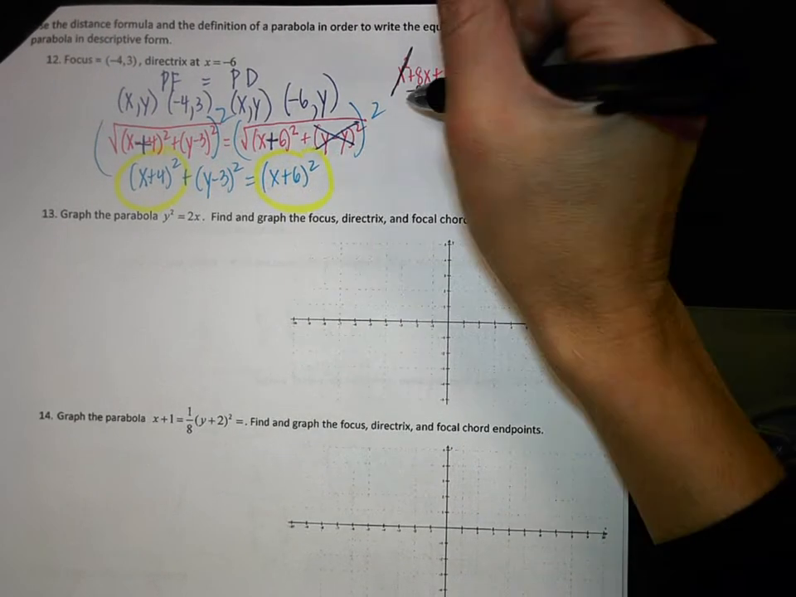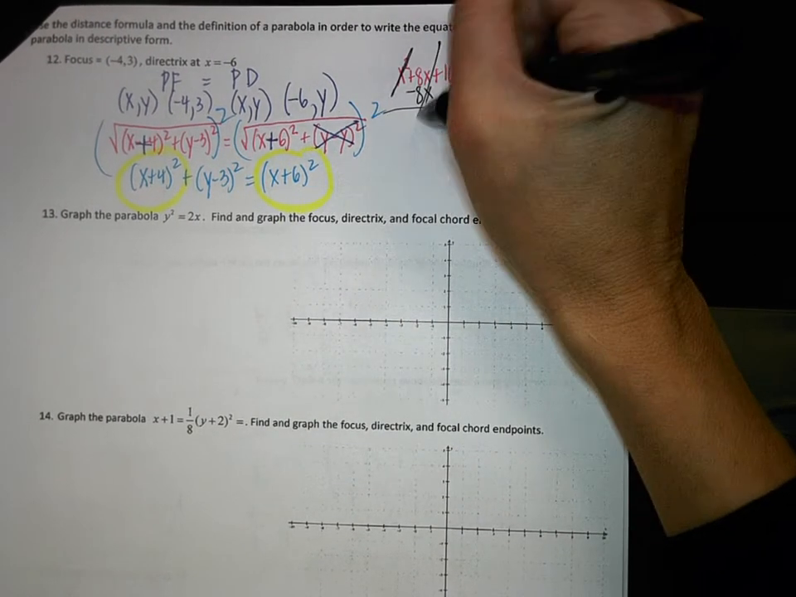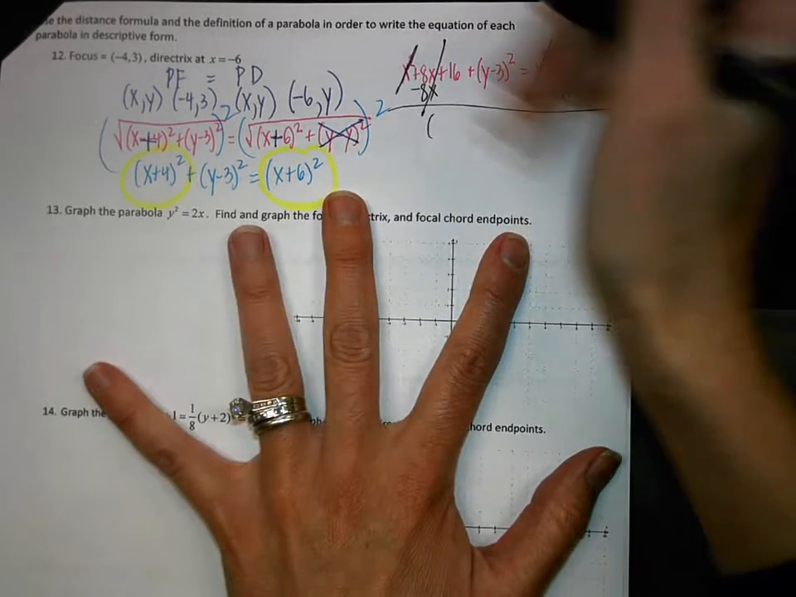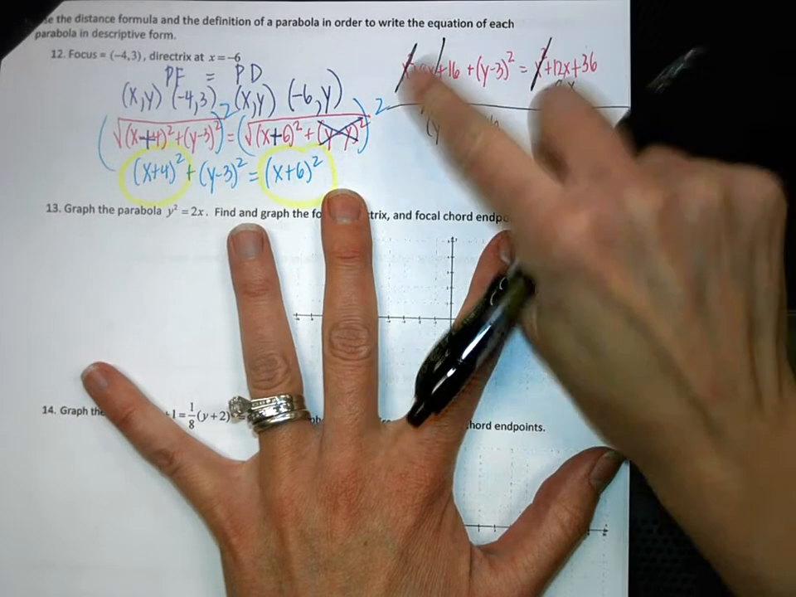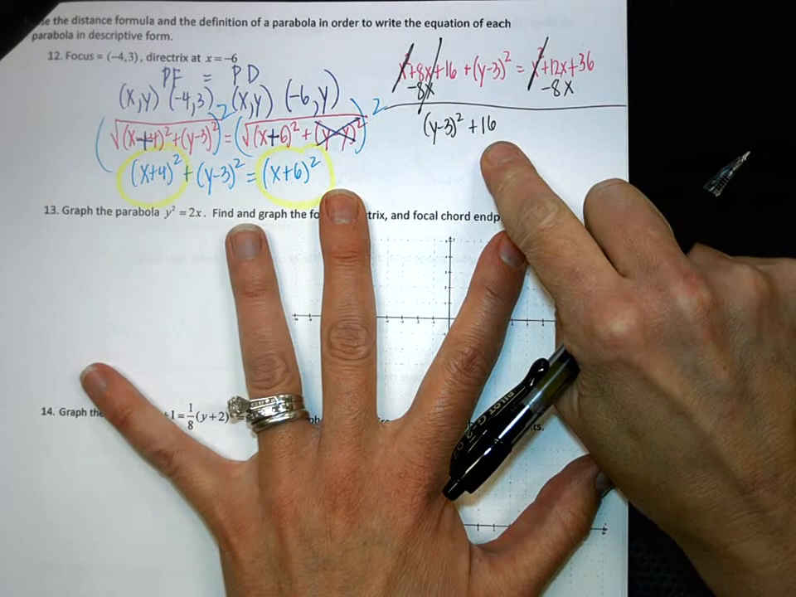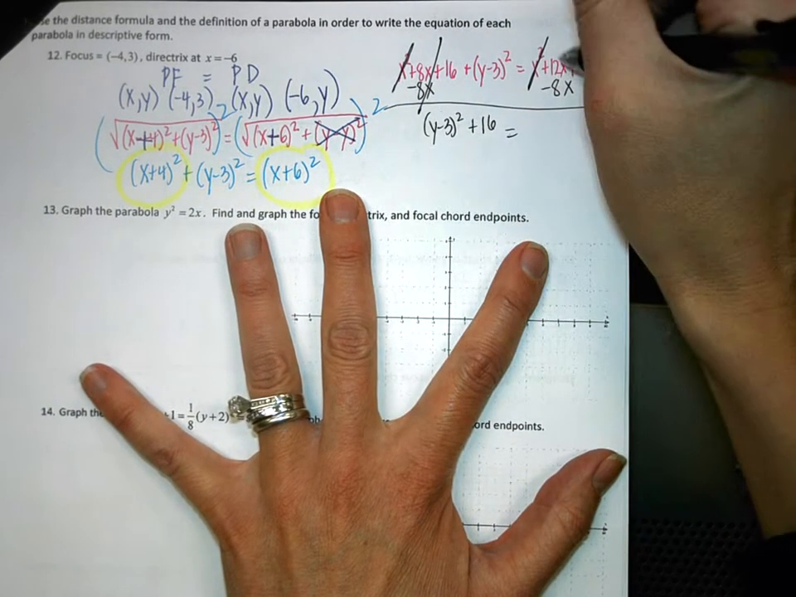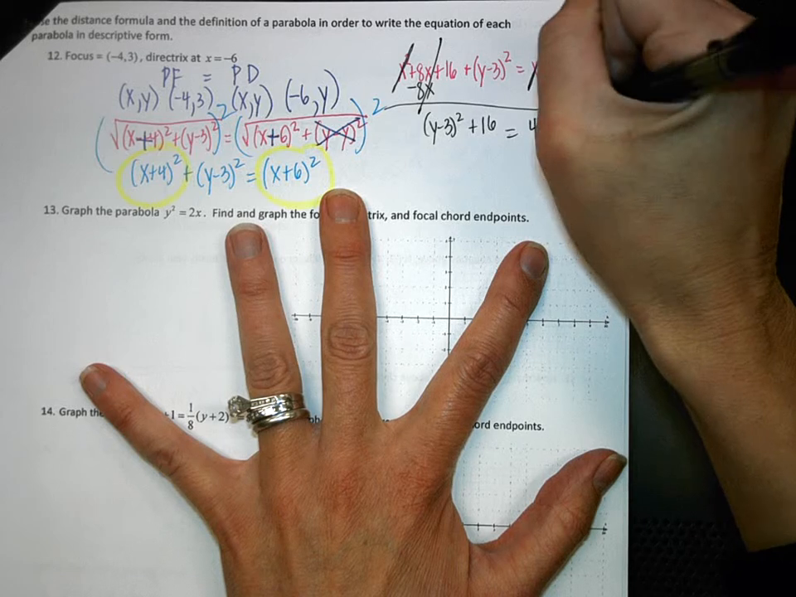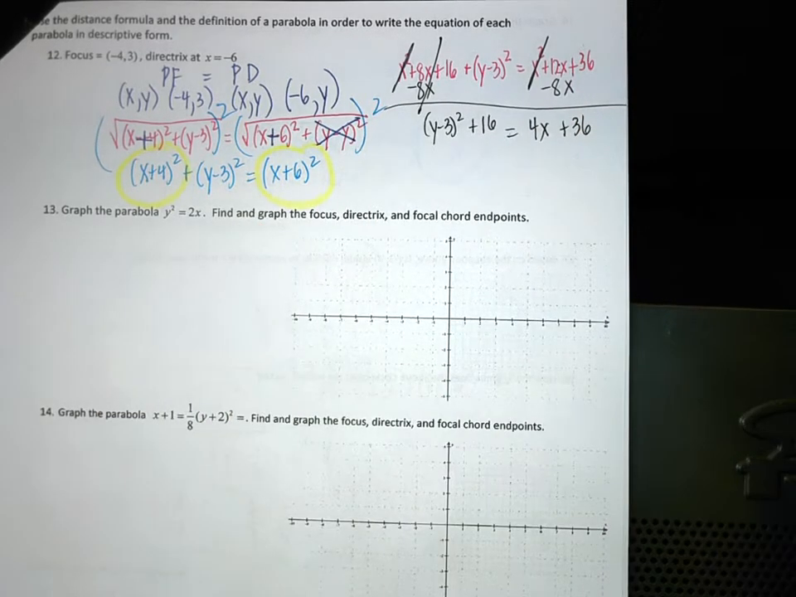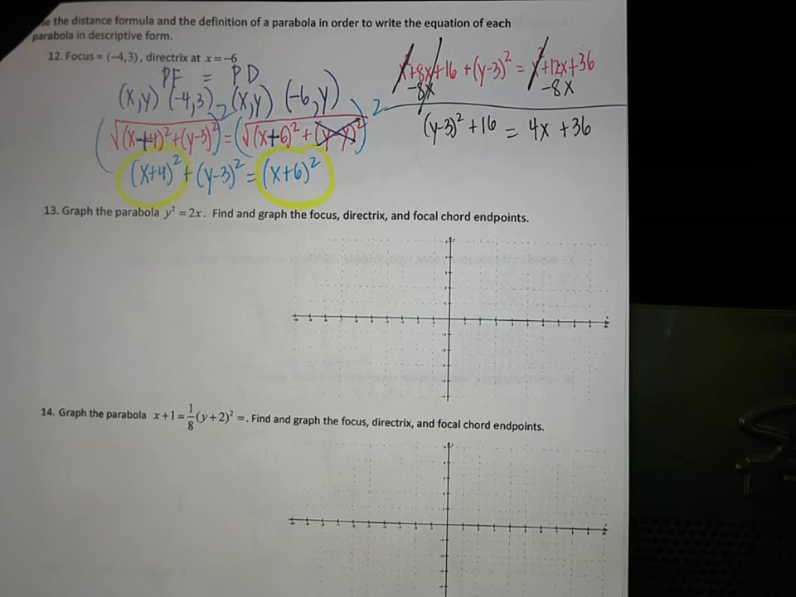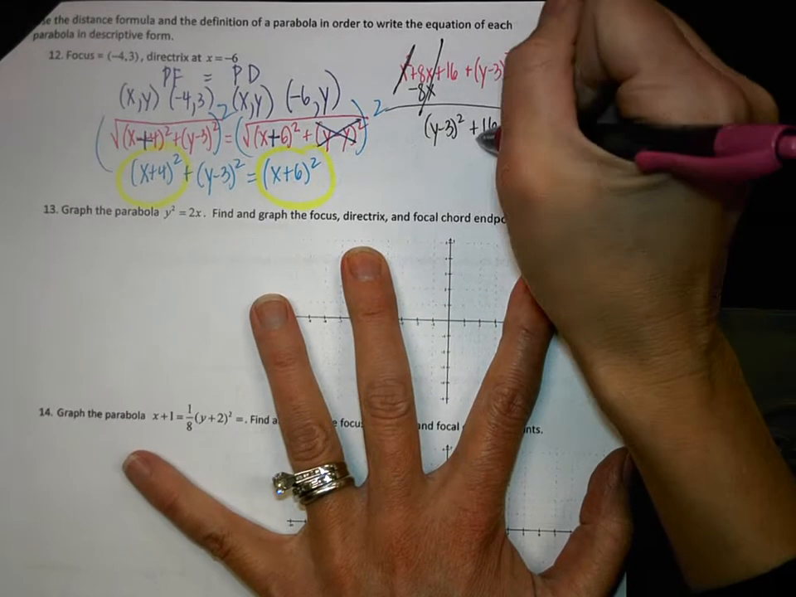When I do that, I'm going to rewrite this. I have (y - 3) squared plus 16. I'm just flipping that around because normally that number comes after our squared term, equals, and then here 12x minus 8x is 4x, and then I still have plus 36. Again, I'm trying to get my x's by itself, so I'm going to subtract 36 from both sides.